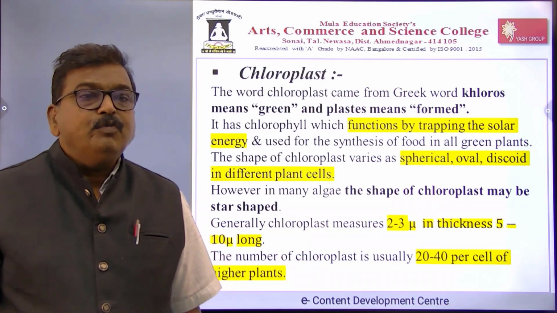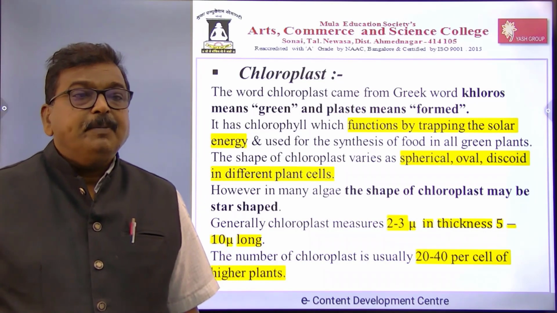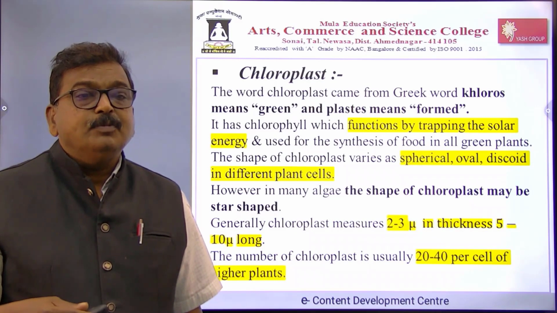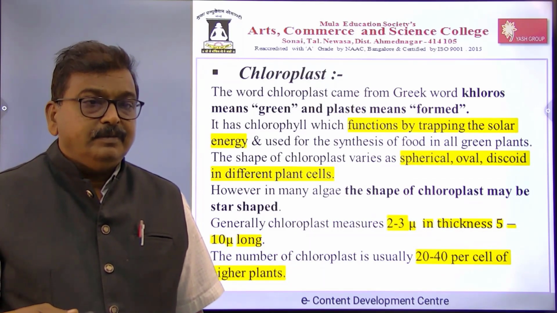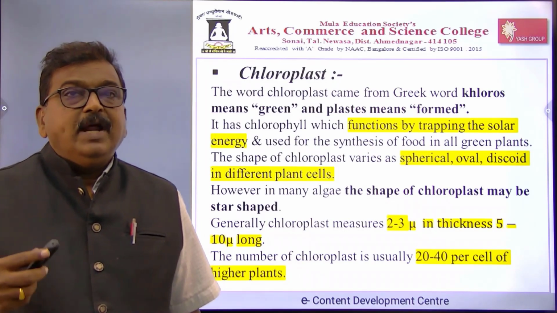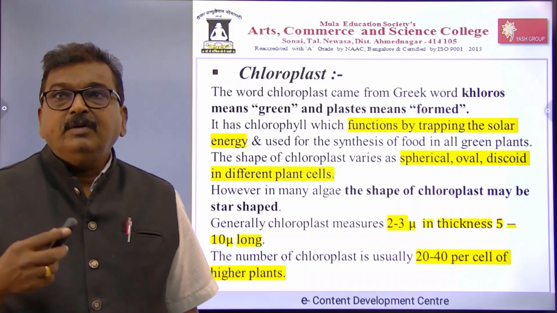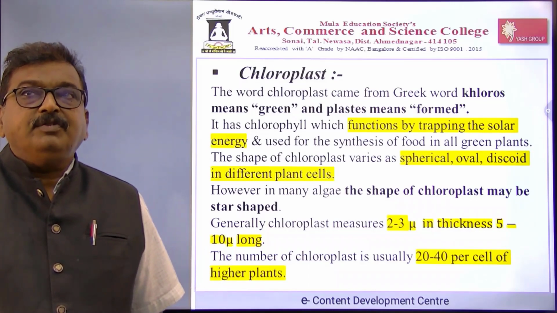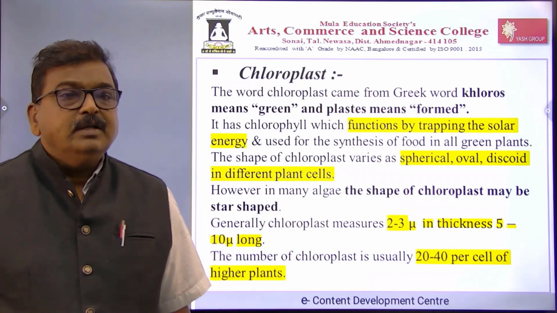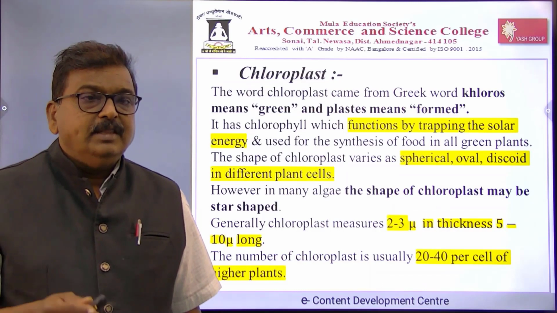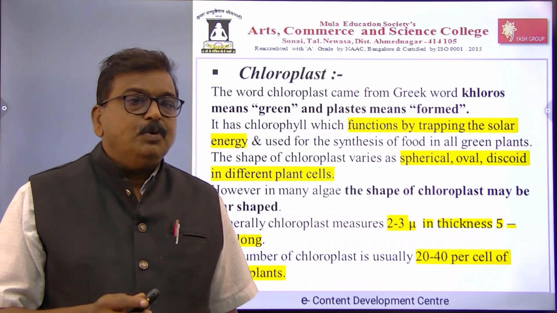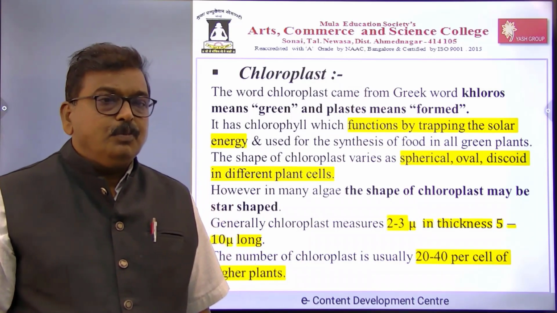It has chlorophyll, which functions in trapping the solar energy, which is used in the synthesis of food for all green plants. You know that during the process of photosynthesis, plants absorb solar energy, and whatever amount of solar energy is trapped by the chloroplast gets converted into food energy. Hence the process of photosynthesis occurs in the chloroplast.